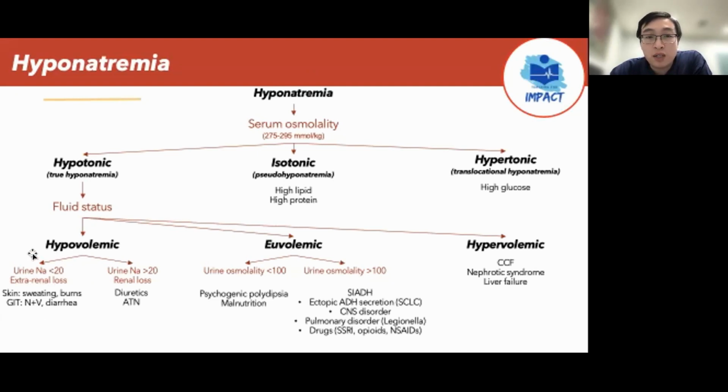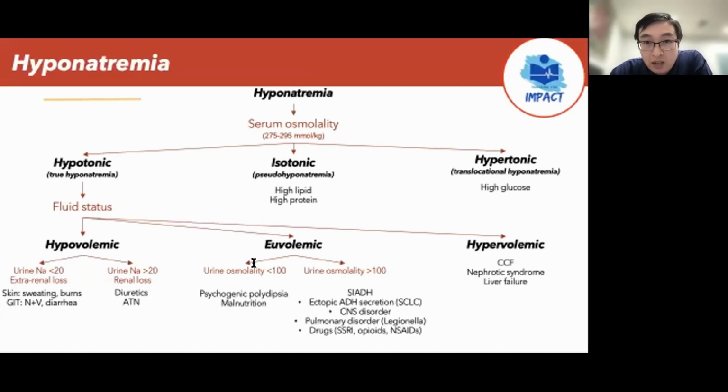Now, if the urine sodium is less than 20, it means that the sodium is being lost extrarenally, so not through the kidneys, and usually it's skin or GIT. And so usually the treatment of that is just IV fluids. Just start the patient on some IV fluids, and the hyponatremia should correct.